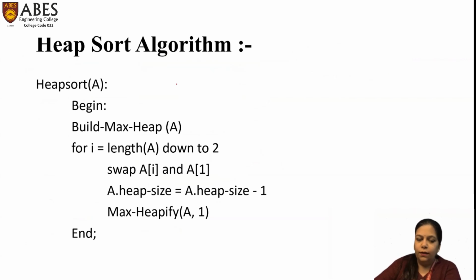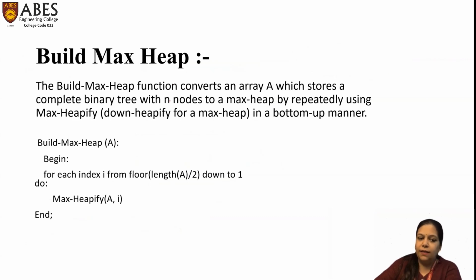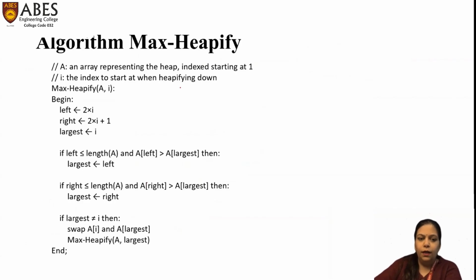So this is the heap sort algorithm, which I have already discussed with you. This is build max heap, in which we repeatedly call the max heapify function from length A by 2 down to 1. And this is max heapify, in which we take largest at I, calculate left and right, and compare it with the child nodes. Then we swap if we get any larger value in the children, and repeatedly call the max heapify function.